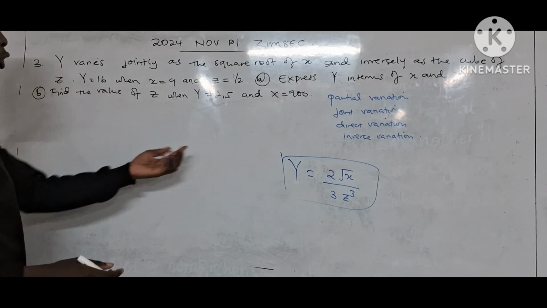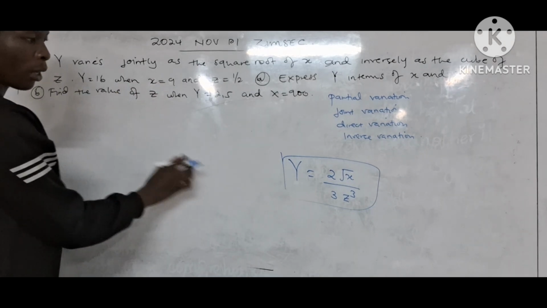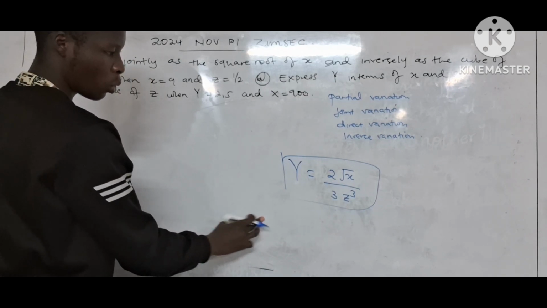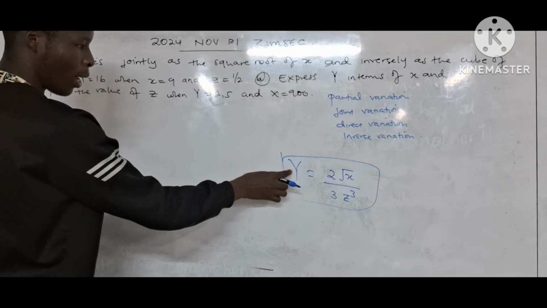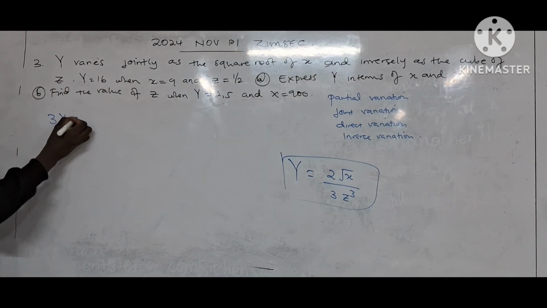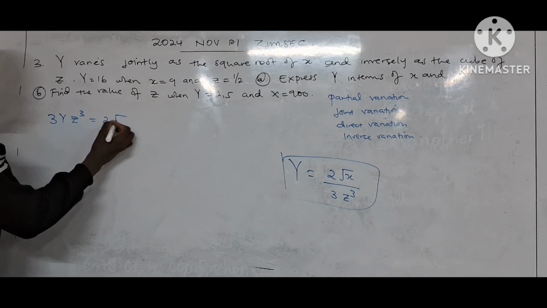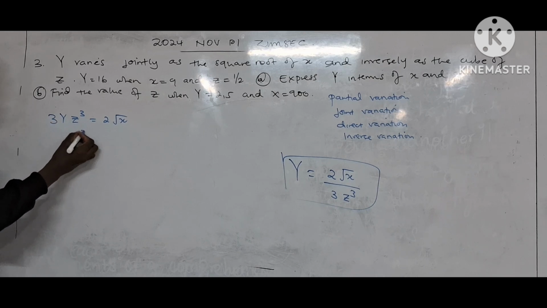Or before you substitute, you can make z the subject of the formula. So if you want to make z the subject of the formula, what are you supposed to do? You take this denominator and multiply it by this y. So this would be 3y z to the power 3 is equal to 2 root of x. Now make z cubed the subject of the formula.